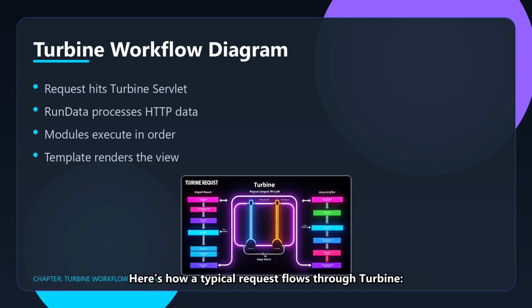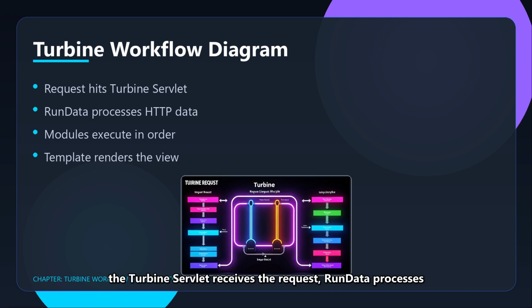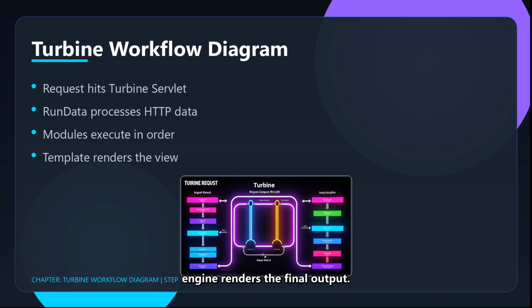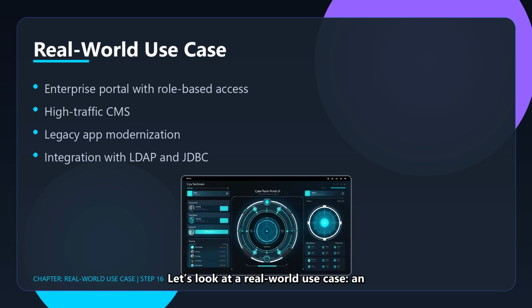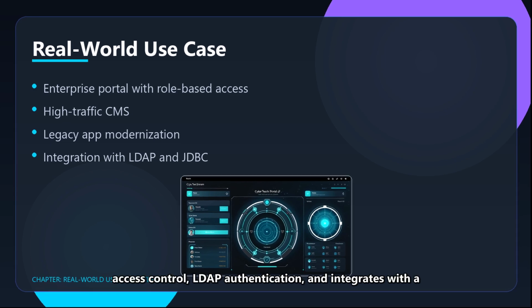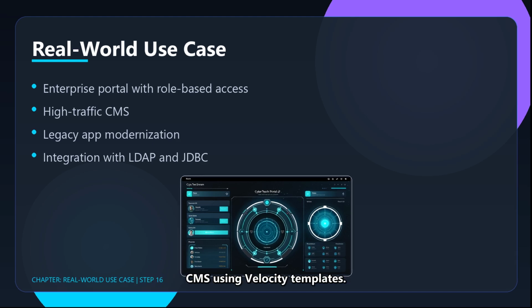Here's how a typical request flows through Turbine. The Turbine servlet receives the request, RunData processes it, modules execute in sequence, and the template engine renders the final output. Let's look at a real-world use case, an enterprise portal built with Turbine. It uses role-based access control, LDAP authentication, and integrates with a CMS using Velocity templates.